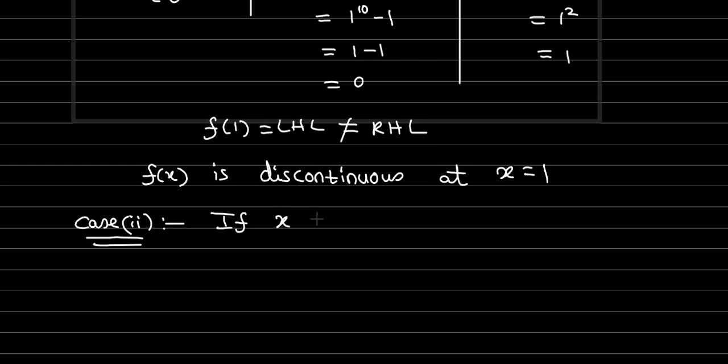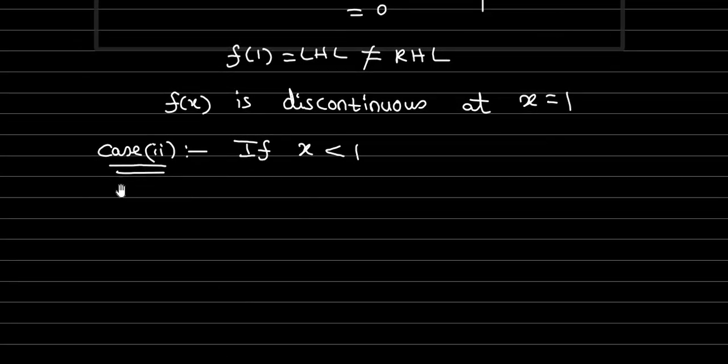If x is less than 1, we have infinite real values, so one by one for each value it's not possible to check. So I'm going to use a common name. Let c be any real value.